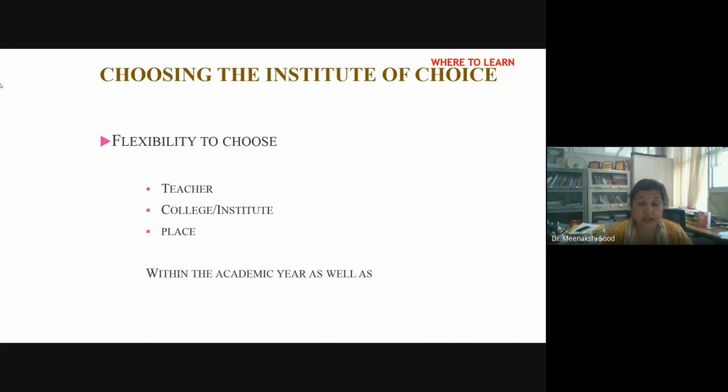Suppose a student is doing his MTech at NITTTR, and I teach artificial intelligence. If he thinks that Meenakshi ma'am is not teaching artificial intelligence properly, or he is not happy with it, and the same subject is being taught by a teacher at IIT Delhi, he can enroll there. The student will have full flexibility to enroll for that subject, learn from that teacher, give the exams there, take the credits and give them to the parent institute.